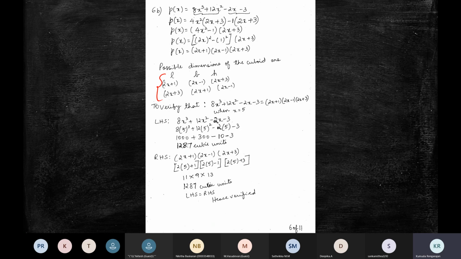So here, when we factorize this expression, we get 2x plus 1 into 2x minus 1 into 2x plus 3. So this is the left hand side. This is the right hand side. In the left hand side and right hand side, in place of x, you should use the value 5. Work the LHS separately, and the RHS also work it separately.